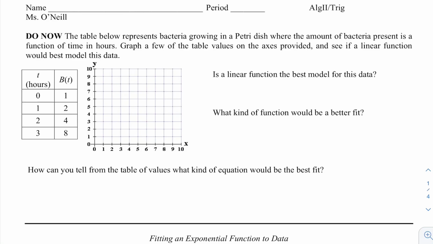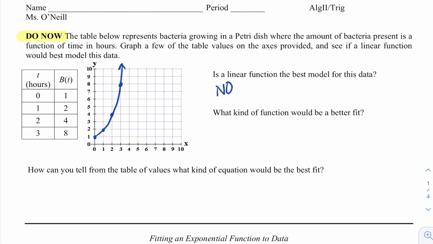So let's begin with our do now. Our do now basically gives you data about bacteria growing in a petri dish. What we want to do is graph a couple of the data points and see if a linear function would best fit this model. Does a line best fit this model? So when I plot these points, (0, 1), (1, 2), (2, 4), (3, 8), you can clearly see there's not some sort of constant slope. So I'm going to go ahead and say I don't think a linear model would be the best fit for this. Okay, no, because there's not a constant slope.